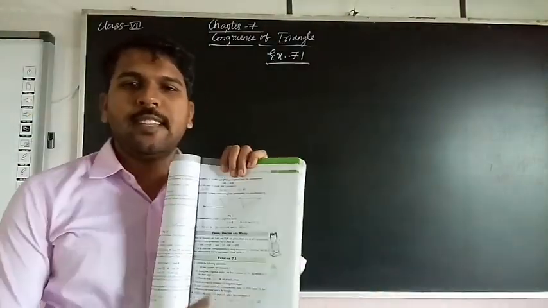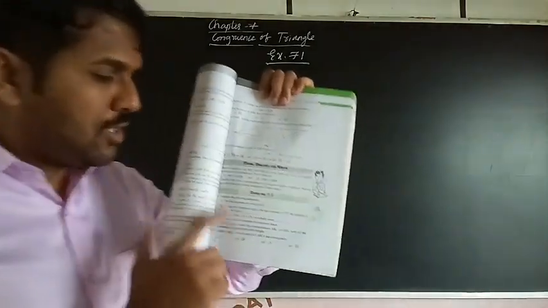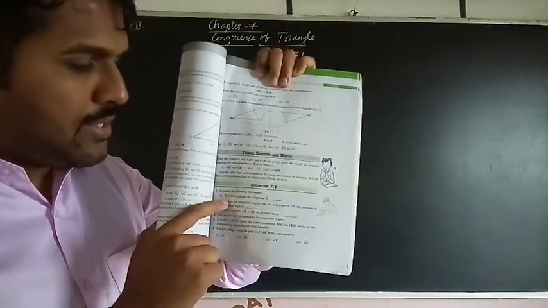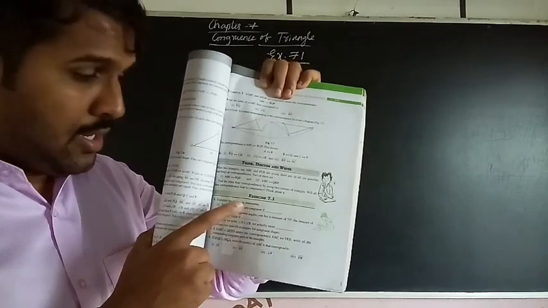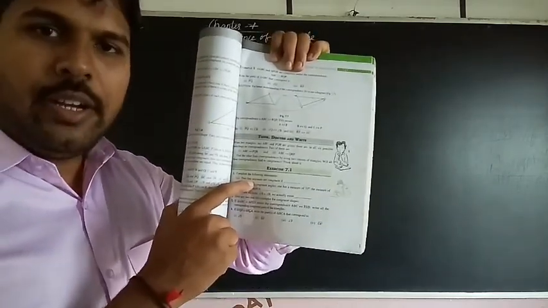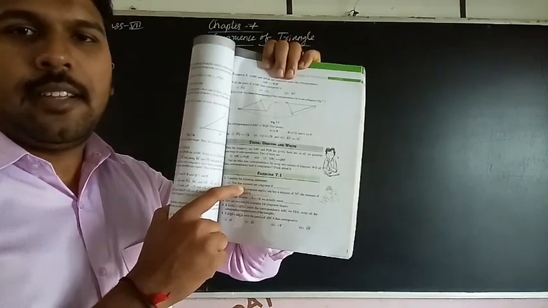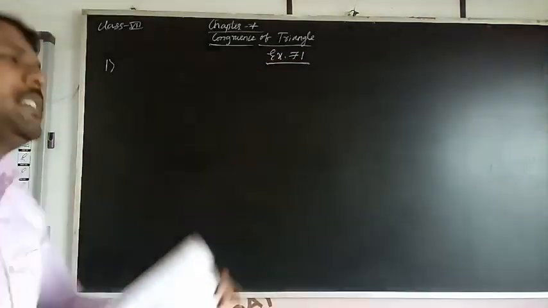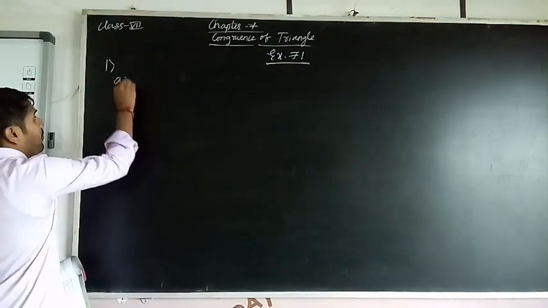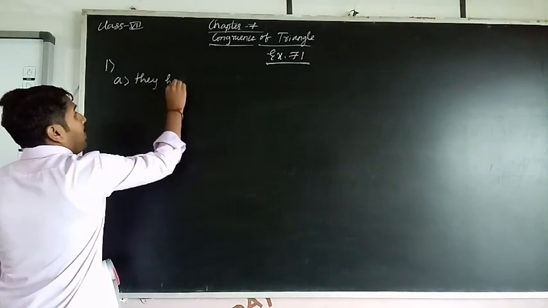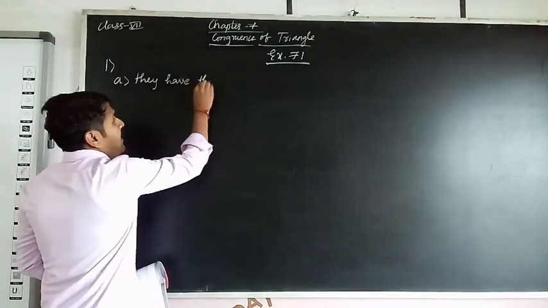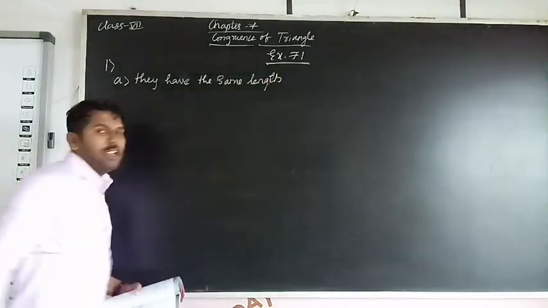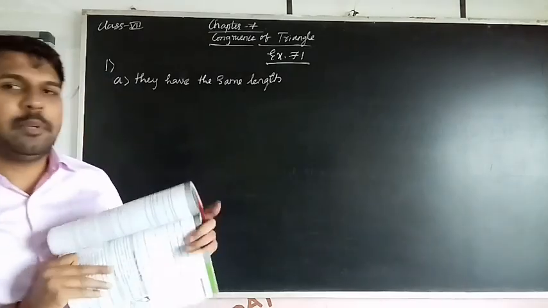Okay, let's go to exercise 7.1. First question, they have given: complete the following statements. Two line segments are congruent if dash. If two line segments are congruent, that means they have the same length, isn't it? So the answer is: they have the same length. If they have the same length, that means the two line segments are congruent.